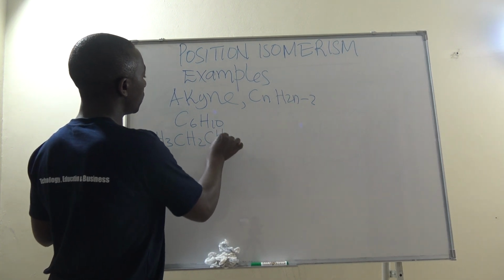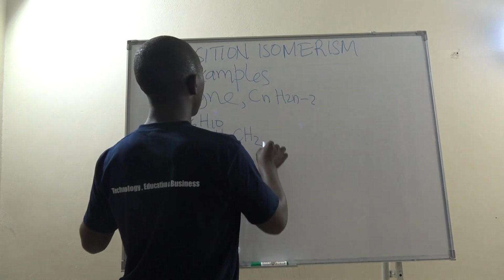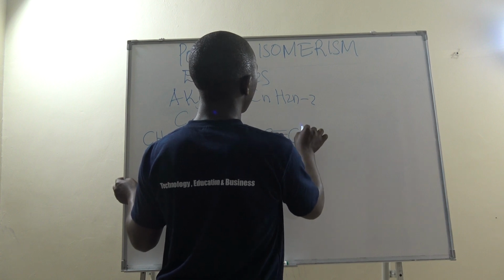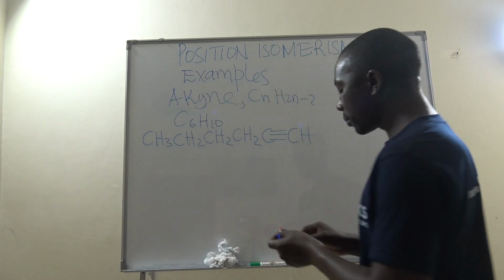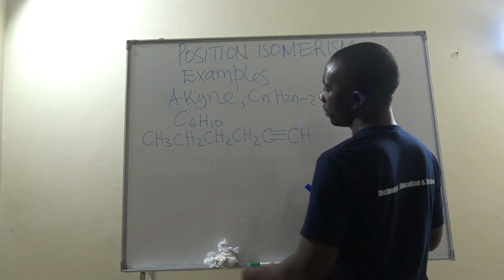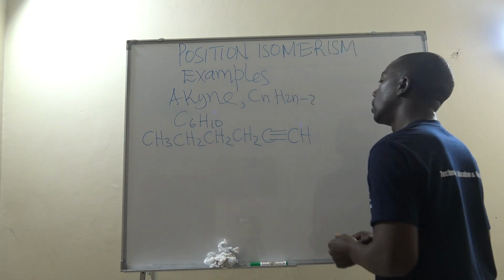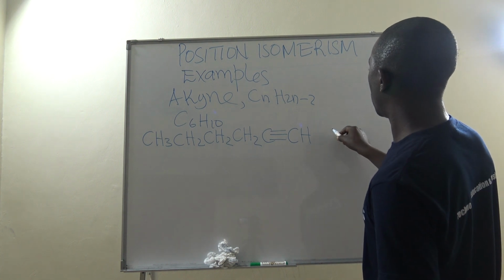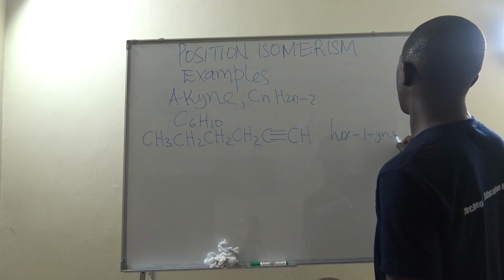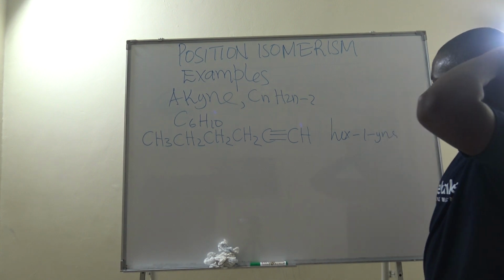those are 4, these are now 5 and 6. Those are 1, 2, 3, 4, 5, 6 carbons. Then hydrogens, these are 6, 9, 10. So this one we call it hex-1-yne. So this 1 stands for the position taken by the functional group.